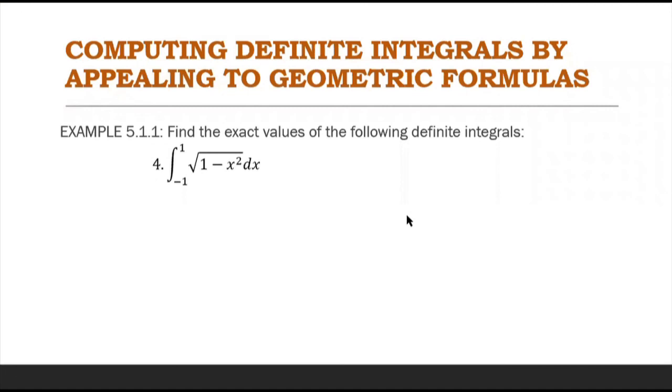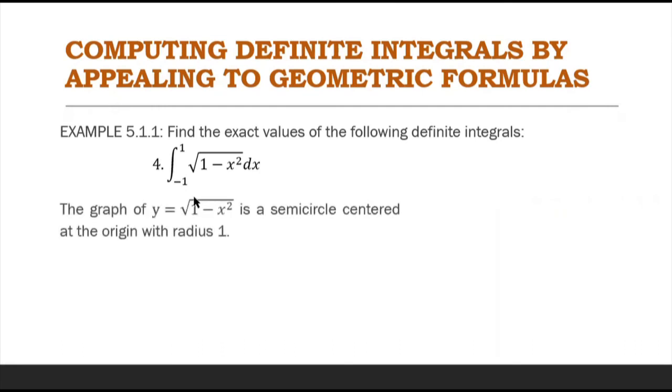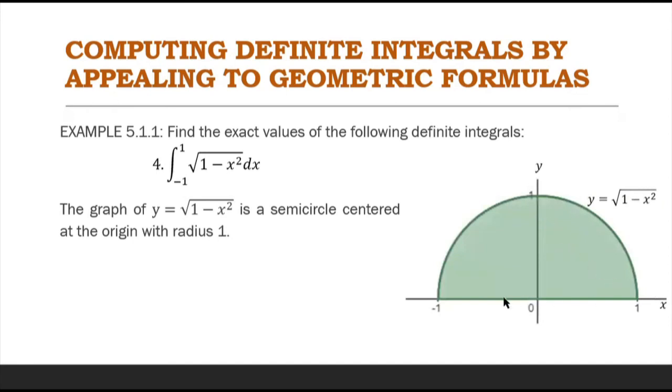Okay, for example number 4 under example 5.1.1, find the exact values. So we have the integration of square root of 1 minus x squared dx, from -1 up to +1. The graph of y equals square root of 1 minus x squared is a semicircle centered at the origin with radius 1. Okay, check natin yung kanyang graph. Ayan. So ito ay isang semicircle. Ang kanyang center yung origin, then 1 unit ang radius. So that is y equals square root of 1 minus x squared.